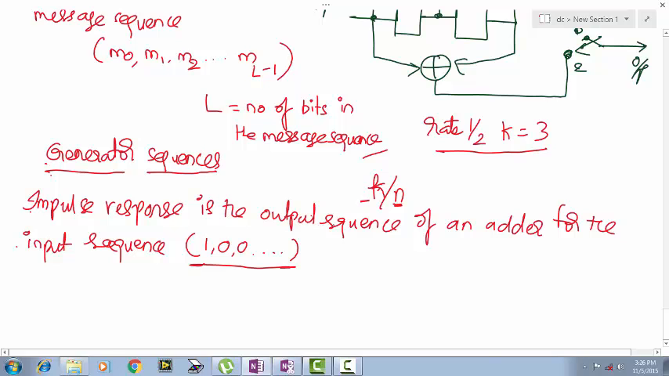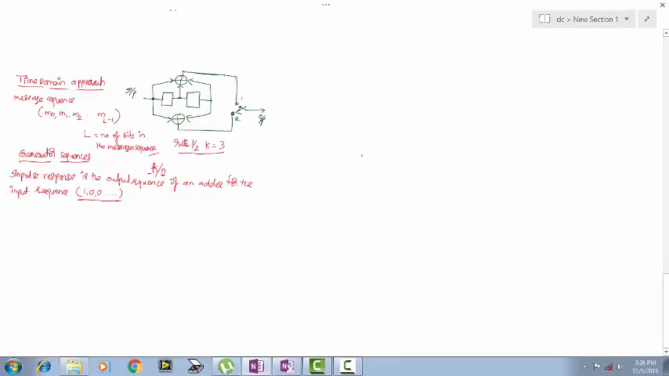How to find out the impulse response? Let us see the structure. We have two outputs. I will write down the columns: input, present state, next state, output 1, output 2. The input sequence we have to take as 1, 0, 0 and so on.